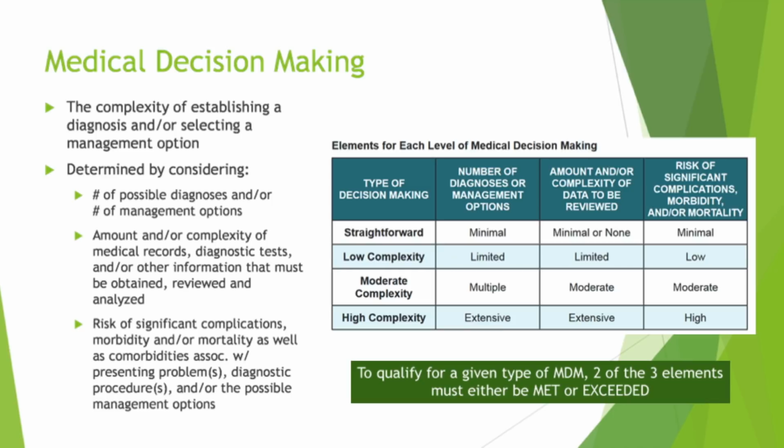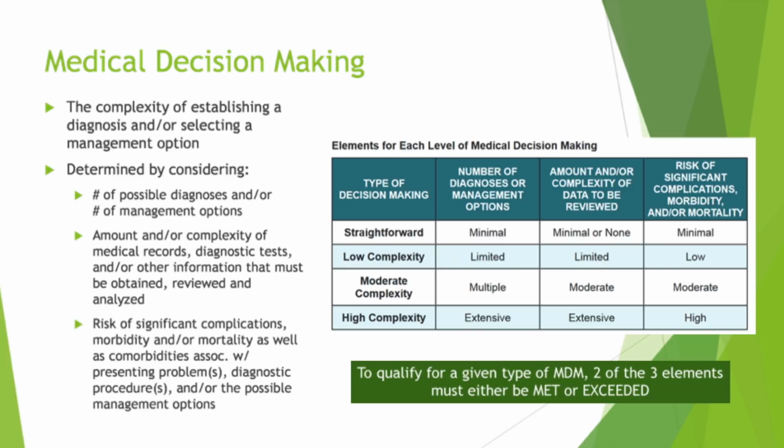Medical decision-making refers to the complexity of establishing a diagnosis and/or selecting a management option, which is determined by considering these factors: the number of possible diagnoses and/or the number of management options that must be considered, the amount and/or complexity of medical records, diagnostic tests, and/or other information that must be obtained, reviewed, and analyzed, the risk of significant complications, morbidity, and/or mortality, as well as comorbidities associated with the patient's presenting problem, the diagnostic procedures and/or the possible management options. This table depicts the elements for each level of medical decision-making.